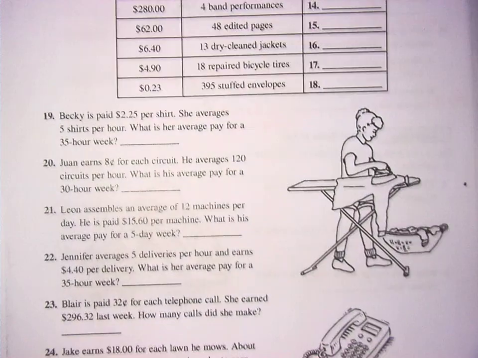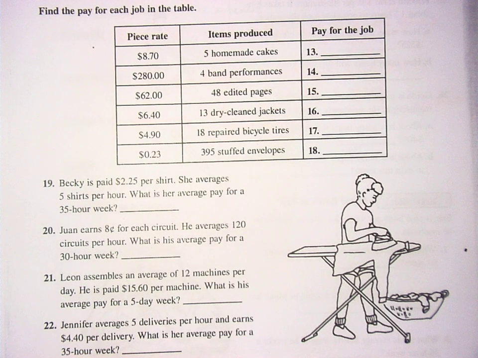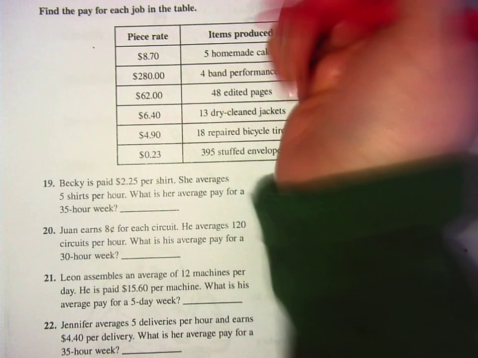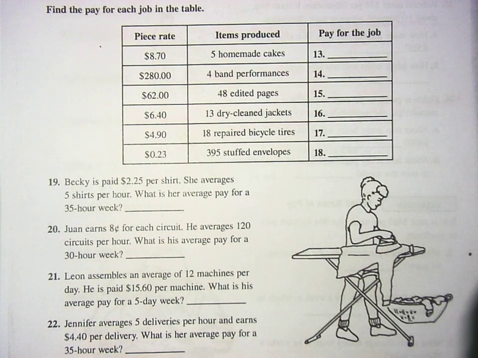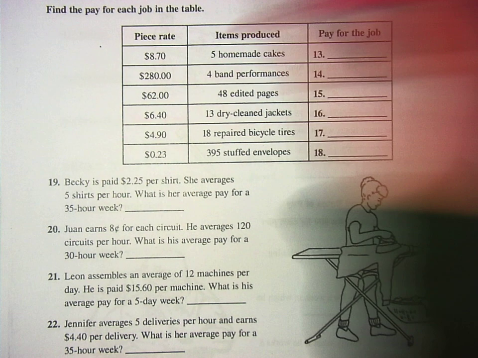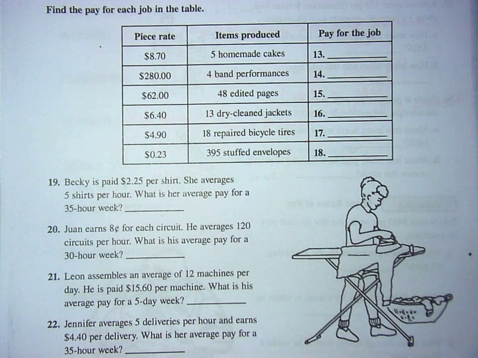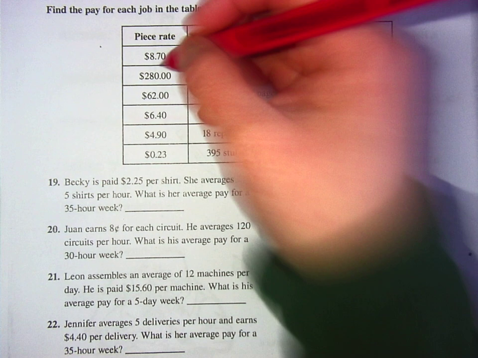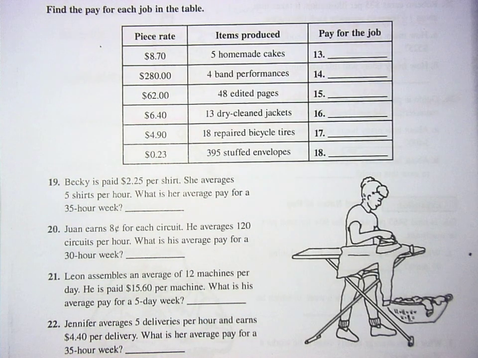So let's start on this side. Start with a simple one. So this person is paid $8.70 for each homemade cake she makes. Or at least I'm assuming that's her profit. So how do I figure out how much she gets paid for the job?